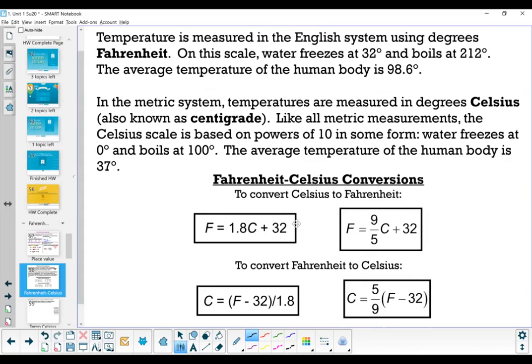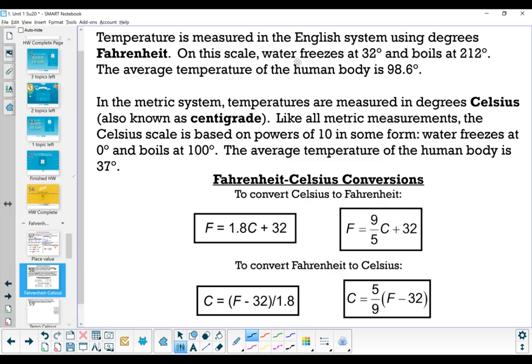In this country, we use Fahrenheit to measure temperature. In most other countries around the world, they use Celsius. And so here we have a way to convert between Fahrenheit and Celsius.